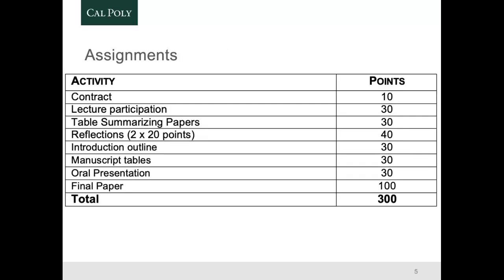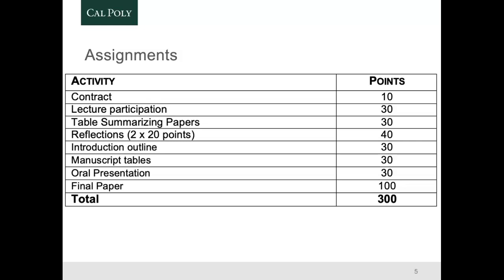There are several assignments spread out throughout the 10-week quarter, and they are worth a total of 300 points. So all of the points in this class total 300. You've got your contract that's due in the first week. There are also going to be times when we might need to meet or we do some sort of discussions. That participation is going to be worth 30 points.